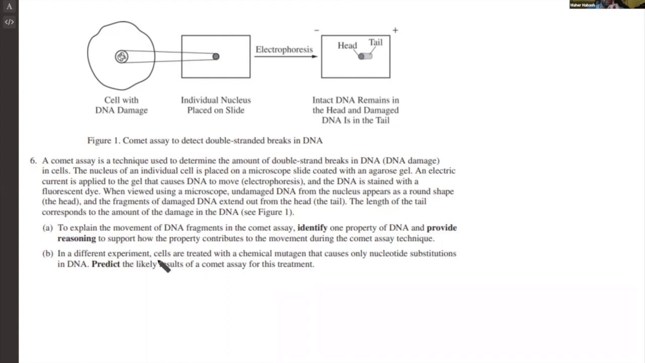In a different experiment, cells are treated with a chemical mutagen that causes only nucleotide substitutions in DNA. Predict the likely result of a common assay for this treatment. So that chemical mutagen that we were talking about damaged DNA. But here we have a chemical mutagen that says it damages it by causing only substitutions. What's the likely result?